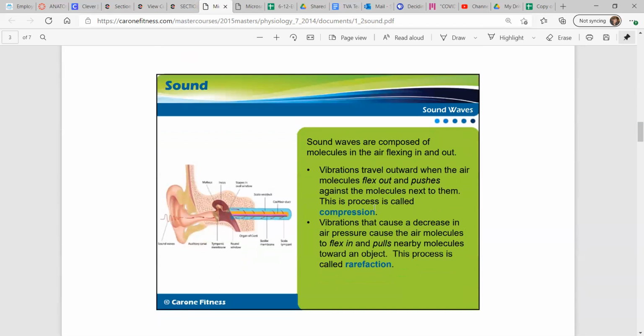Sound waves are composed of molecules in the air flexing in and out. Vibrations travel outward when the air molecules flex out and push against the molecules next to them. This is a process called compression. Vibrations that cause a decrease in air pressure cause the air molecules to flex in and pull nearby molecules toward an object. That process is called rarefaction.